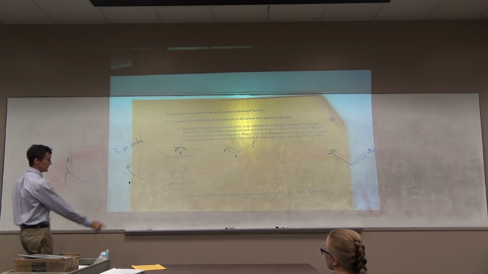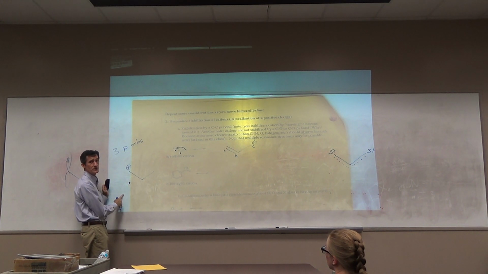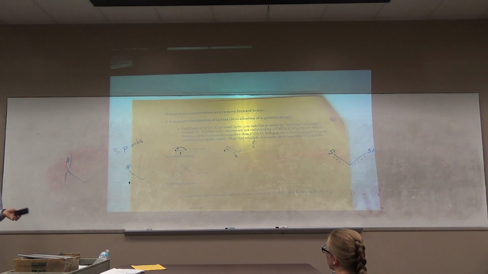Can you draw another resonance structure of this where we only move pi electrons? That's impossible since there are no pi electrons in this compound. Am I right? There are no pi electrons. There's one p orbital, but there's no pi electrons. If there's no pi electrons, you certainly can't be doing resonance.